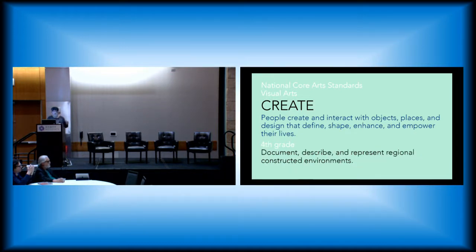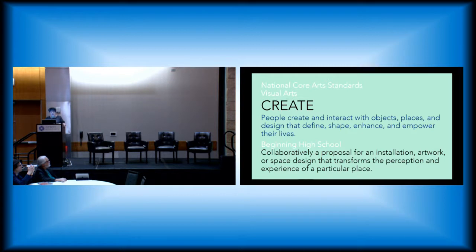In fourth grade, document, describe, and represent regional constructed environments. Fifth grade, identify, describe, and visually document places or objects of personal significance. Sixth grade, design or redesign objects, places, or systems that meet the identified needs of diverse users. And then at beginning high school, collaboratively develop a proposal for an installation, artwork, or space design that transforms the perception and experience of a particular place.